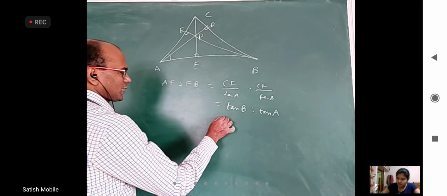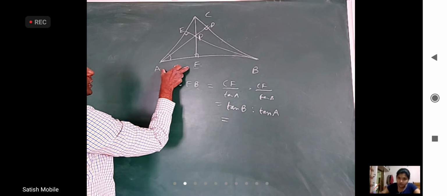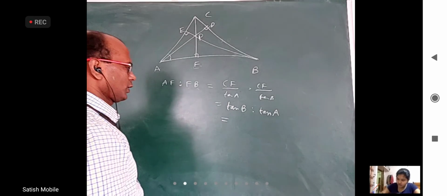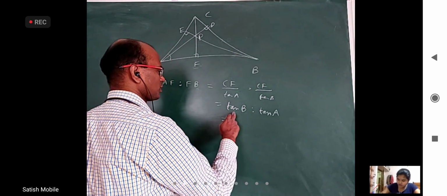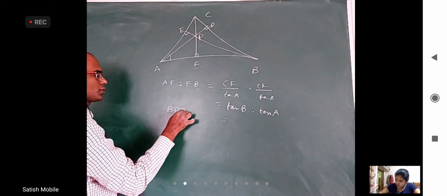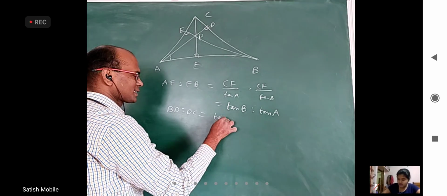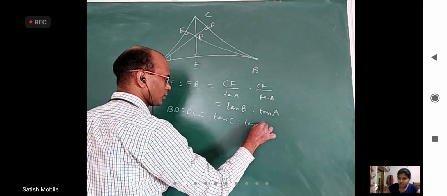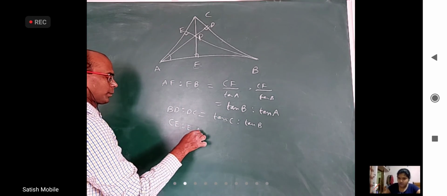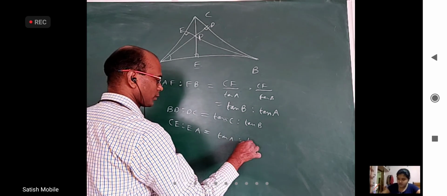We can write the same thing another way also. I think this is small b, this is A, so this can be written as b cos A. I think cos we cannot avoid, but I can write sin A by cos A, so we will leave it. Okay, fine. In the same way, I can write BD is to DC, which is going to come as tan C is to tan B. And in the same way, CE is to EA will be tan A is to tan C.